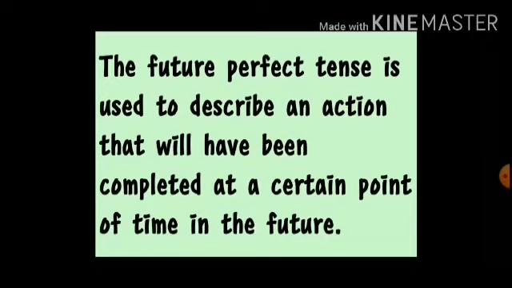Now see the situation. We use this future perfect tense to describe an action that will have been completed at a certain point of time in the future. We will refer to a future time, and at that time this action will be completed by someone. Clear? The action would have got completed. We usually use perfect tense to refer to a completed action, right? So the action would have got completed at that time. Children, it refers to an action which would have got completed in that particular future time.